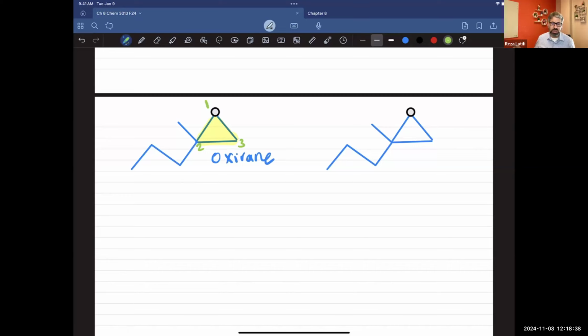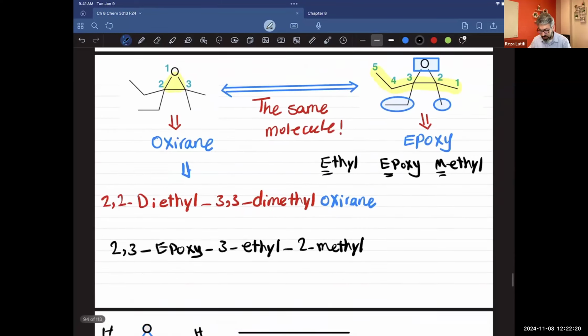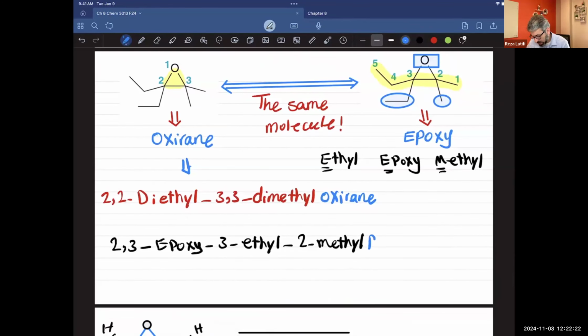So on carbons 2 and 3, I have epoxy. And then I have ethyl on the third carbon, and on the second carbon, I have methyl. And we have 5 carbons, so this one will be pentane. Okay, pentane. And that's going to be the correct name for it.